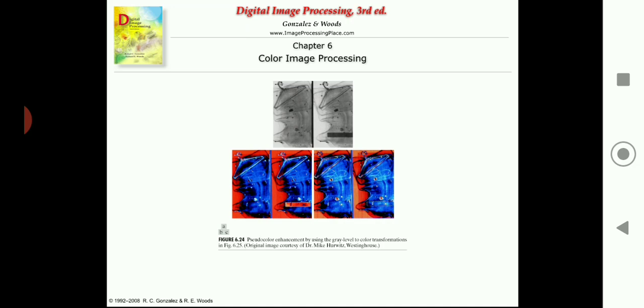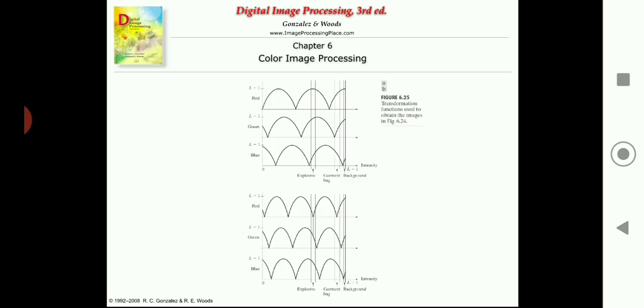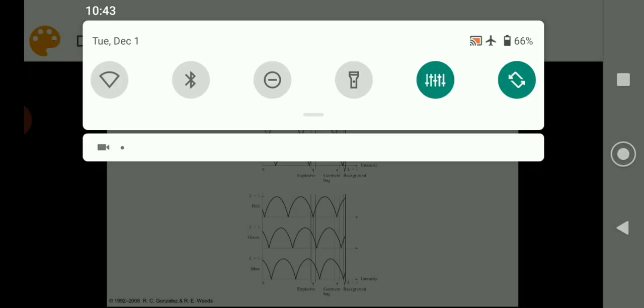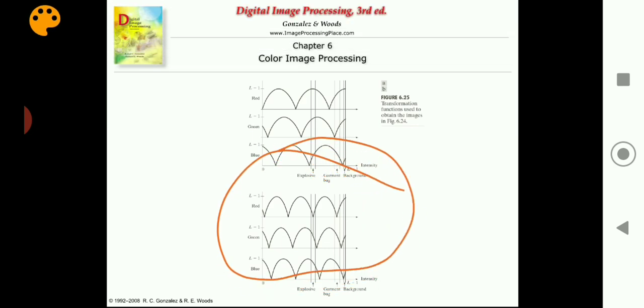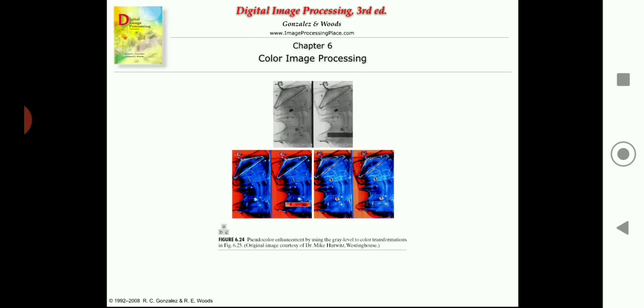Now similarly in your 6.24c, that is the third figure here, this was obtained by the transformation function of the lower waveforms, that is these waveforms. So C was obtained by 6.25b. Once you make the changes from A to B, then you will be obtaining from B to C. Now friends, this is very much clear. Please observe carefully both B and C, that is 6.24.